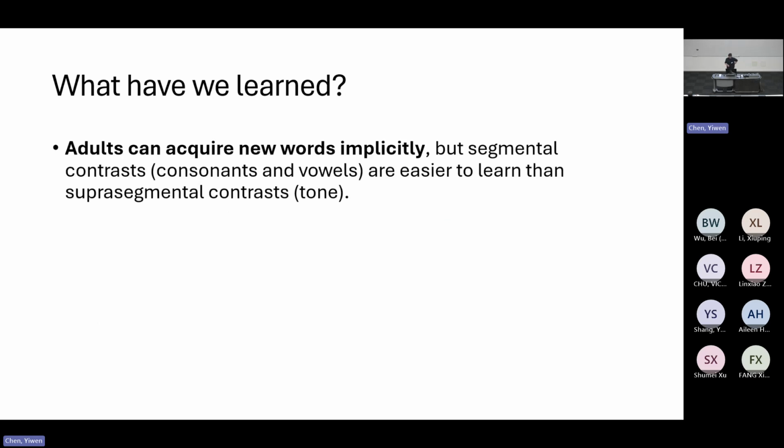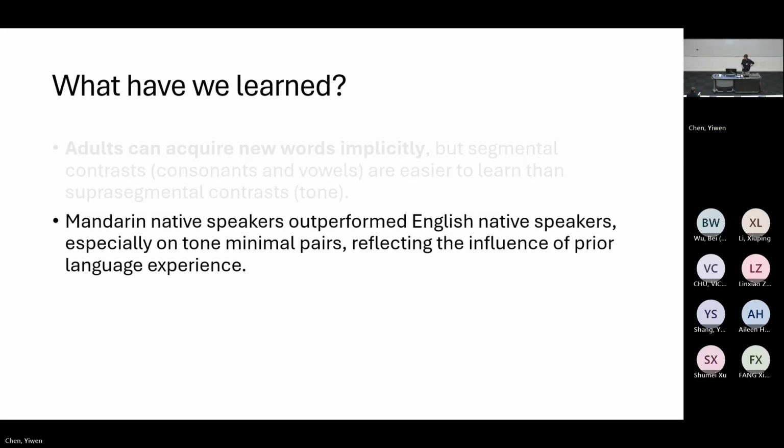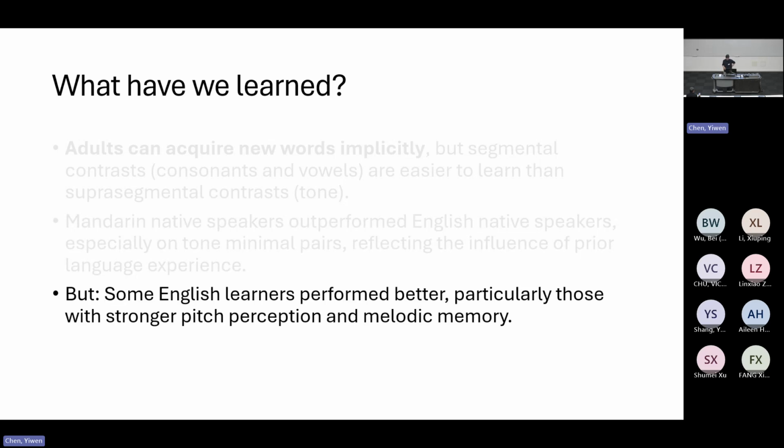We know that adults can learn new words implicitly. We know that segments, consonants, and vowels are easier to learn than tones. But of course, you still learn the tones eventually. We know that Mandarin native speakers outperform English native speakers, especially on tone minimal pairs. What this shows you, of course, is that your L1 matters. If you've learned Mandarin and you get new words that follow the phonology, the sound system of Mandarin, you'll do better. So that's an advantage because of your L1. So L1 makes a difference.